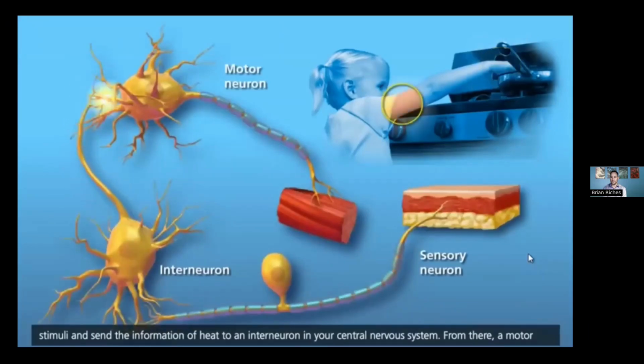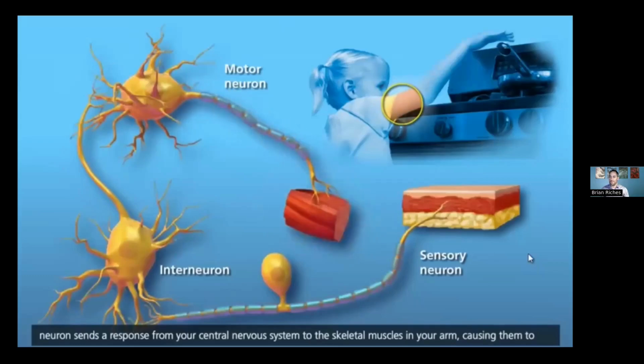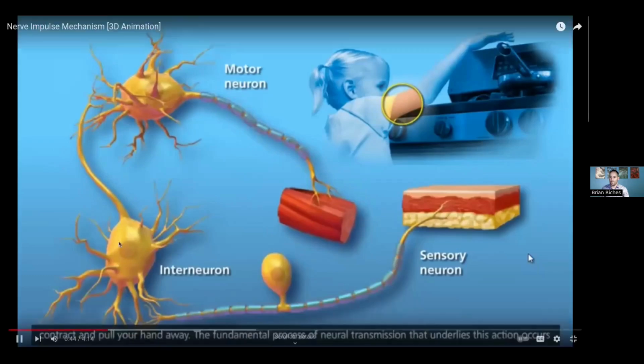From there, a motor neuron sends a response from your central nervous system to the skeletal muscles in your arm, causing them to contract and pull your hand away. So here we've got a couple different types of neurons. We've got afferent and efferent neurons. We've got the neurons taking in the information to the brain stem. So here the spinal cord or the brain have interneurons. Then the motor neuron sending a message back out to the muscle cells.